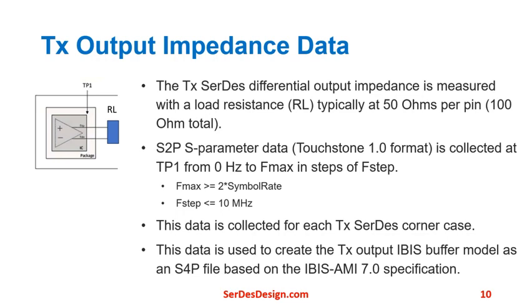The transmit SerDes differential output impedance is measured with an output load resistance of 50 ohms per pin, 100 ohms total. The S2P S parameter data with Touchstone 1.0 format is collected at TP1 from 0 Hz to Fmax in steps of F step, where Fmax is greater than or equal to 2 times the symbol rate, and F step is typically less than or equal to 10 megahertz. This data is collected for each transmit SerDes corner case.